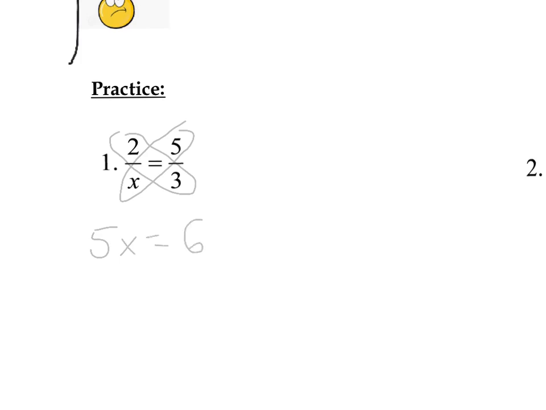And obviously, what is your last step? Divide both sides by 5. So if you divide by 5, your final answer is x equals 6/5. And this is what we want.